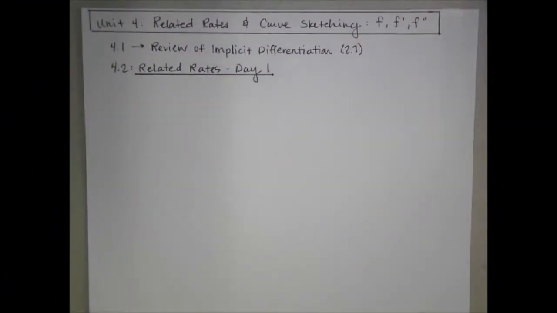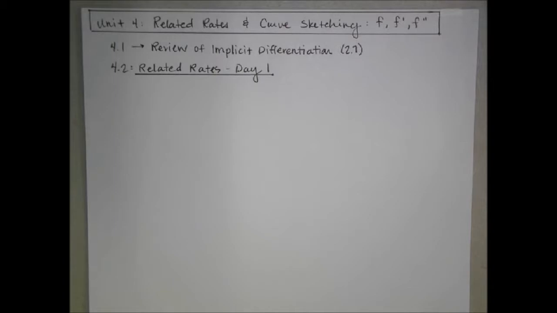We're starting Unit 4, which covers related rates, and the second part of the unit will be more about curve sketching. So we're relating a function to its derivative and its second derivative and their curves, how they relate to each other. In 4.1, you did a review of implicit differentiation, which was from 2.7. And today we're doing 4.2, related rates, day 1.